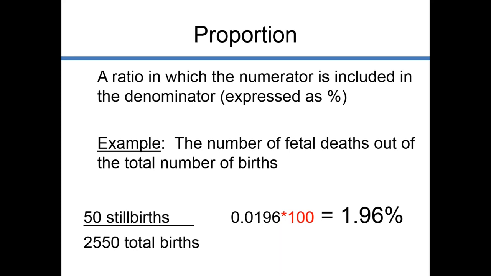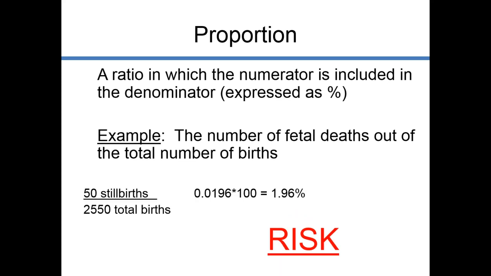Now the numerator is included in the denominator, and we can do a percent, and it's almost 2%. It's 1.96% of all births are stillbirths. So that's a proportion. And we call this in epidemiology a risk. What's the risk of having a stillbirth? So the term risk comes from this, it's a proportion, it's a percent. Your risk is 100%, your risk is 0%.